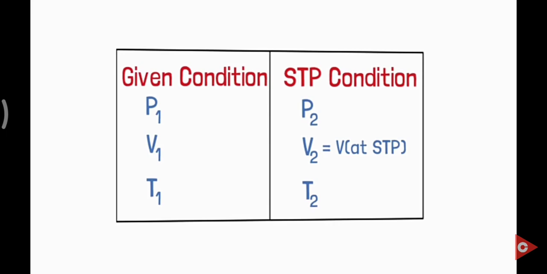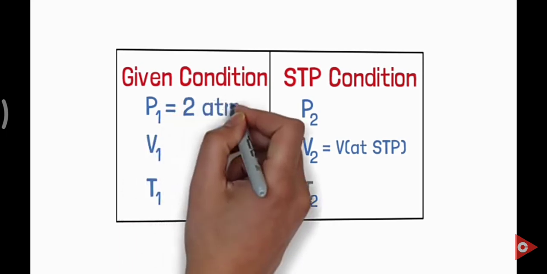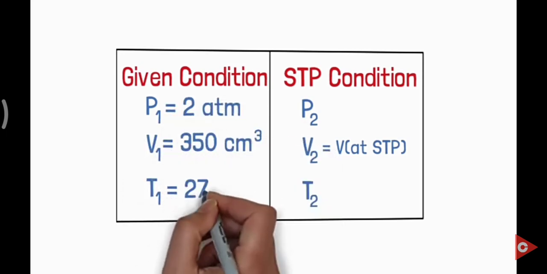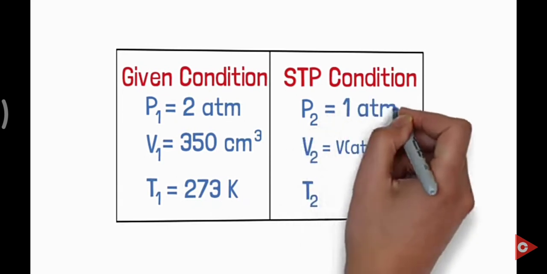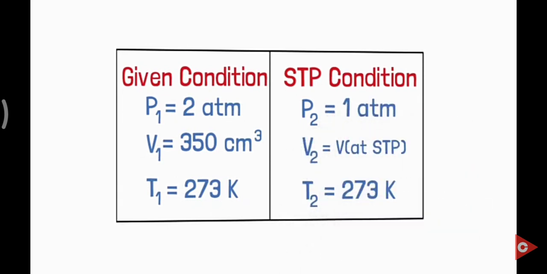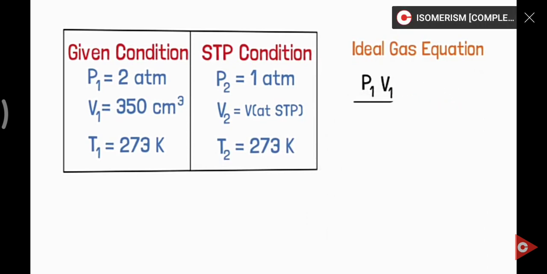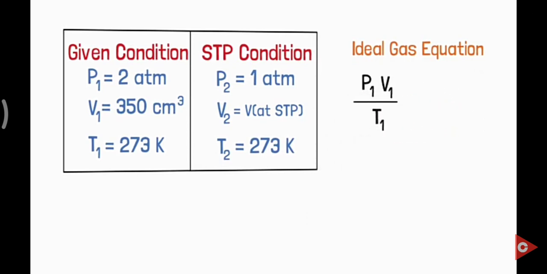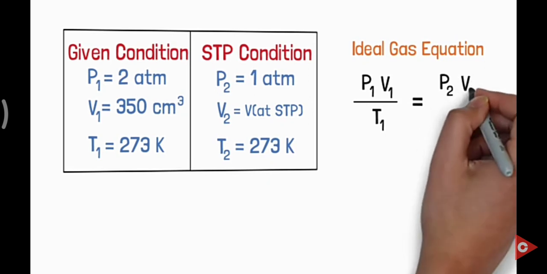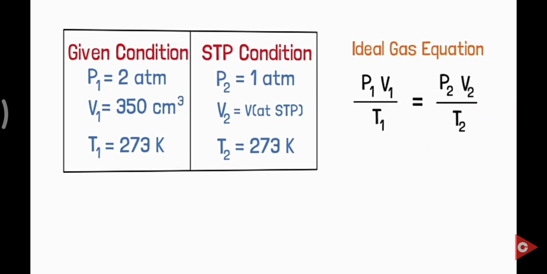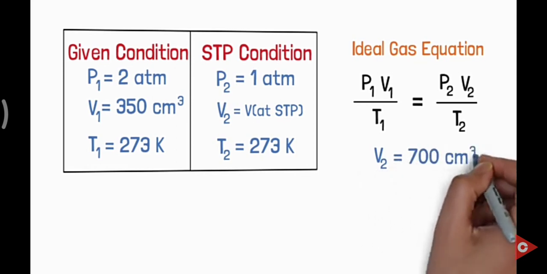सो इन ऑर्डर टू डू सो वी नीड दिस टेबल. So P1 is equal to 2 atmosphere, V1 is equal to 350 centimeter cube and T1 is equal to 273 Kelvin. P2 is equal to 1 atmosphere and T2 is equal to 273 Kelvin. और हमें क्वेश्चन में V2 निकालना है. इसे निकालने के लिए हमारे पास एक फॉर्मूला होता है दैट इज आइडियल गैस इक्वेशन व्हिच इज P1 V1 अपॉन T1 is equal to P2 V2 अपॉन T2. यहाँ पे हमें P1, V1, T1, P2 और T2 पता है. We will put it and calculate V2. So on calculation V2 is equal to 700 centimeter cube.